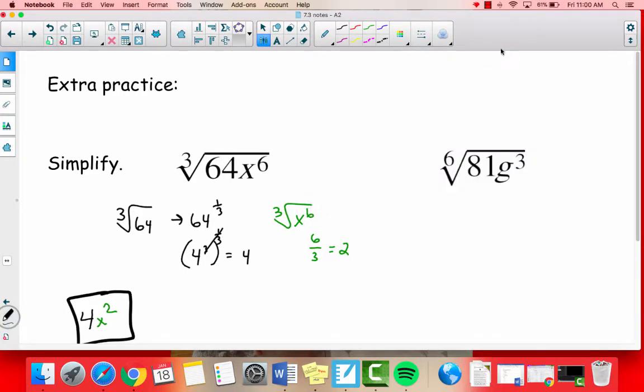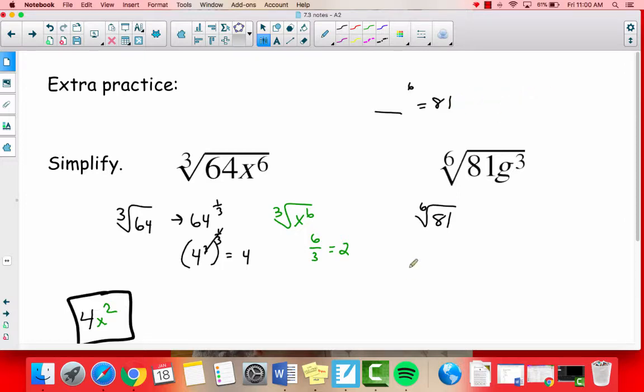All right, let's try this last example together. We've got the 6th root of 81g cubed. Let's start with the 81 first. That's going to give us the 6th root of 81, and I'm going to try to reduce it. Remember, you want to try to get the index here to cancel completely like it did over here, or to at least reduce. Unfortunately, there's nothing to the 6th power that's going to get you 81. So we're not going to be able to use an exponent of 6 like we did with the 3. However, we can rewrite 81 with an exponent.